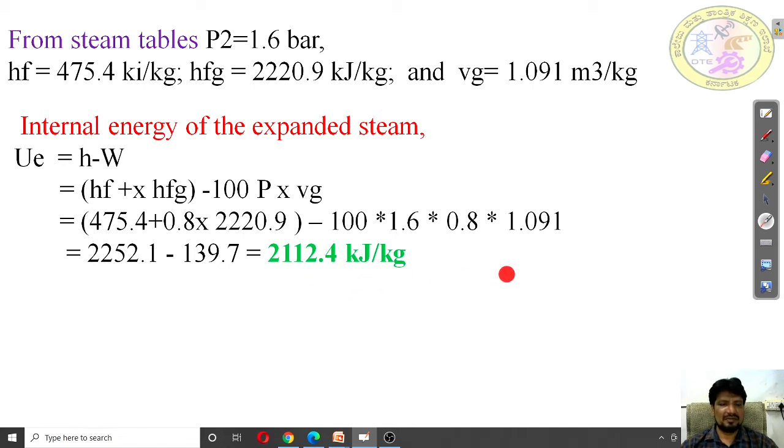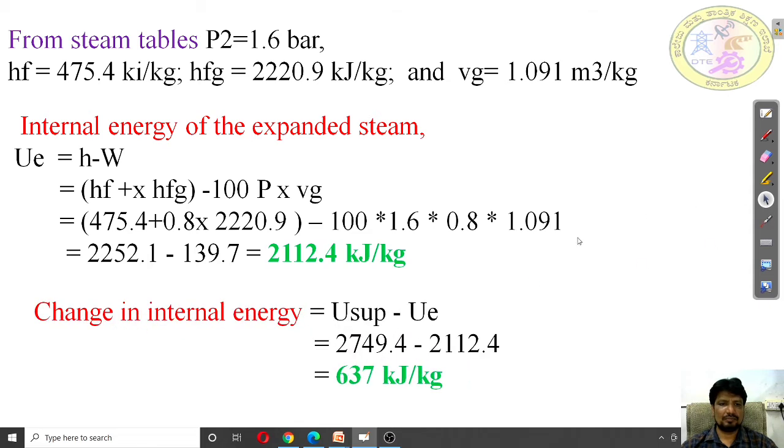Then you take the difference of both. Finally, you have to calculate the change in internal energy, which is U of superheated minus U of wet steam, the internal energy when it is wet steam. This value is 2749.4 and UE, the internal energy when it is expanded, is 2112.4. The difference of these gives the final answer, 637. 637 is the change in internal energy.